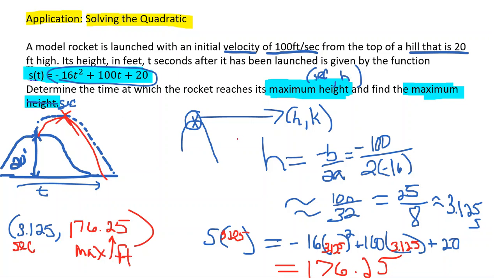Since it is an application problem, you would make a statement. And you would state, in 3.125 seconds, it took the rock, or hang on, let's reword that. See, I'm not an English person, so I'd have to write it twice. I would say it took the rocket 3.125 seconds to reach its maximum height of 176.25 feet. And that is how you solve this application problem. Thank you.